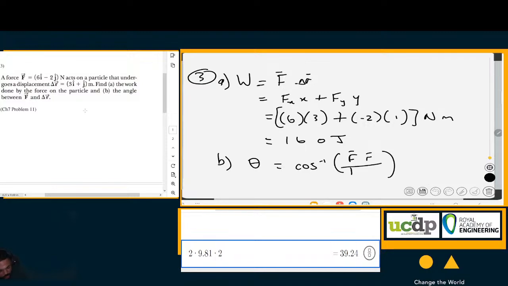The magnitude of these vectors multiplied. So it should be cosine negative inverse. There is 16. We just got the 16 newton meters. And then the magnitude of that vector multiplied by the magnitude of that vector. I should have written that like that.